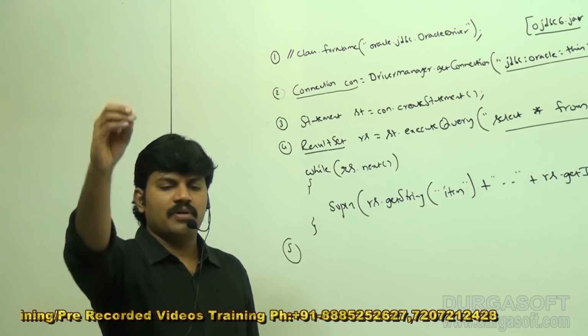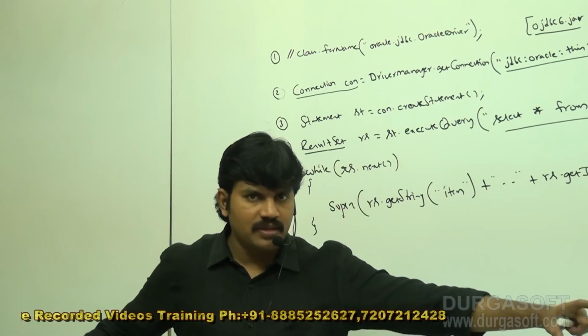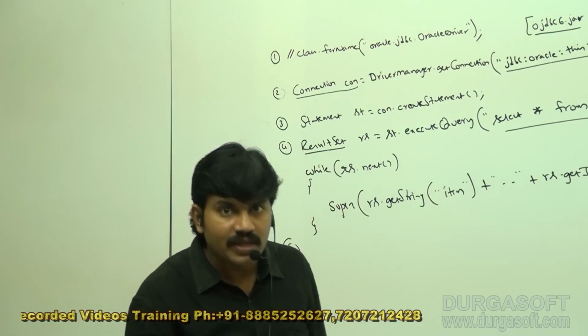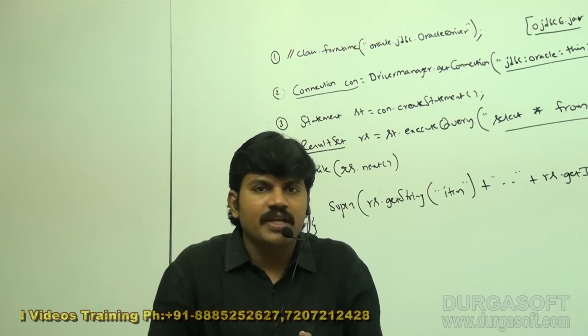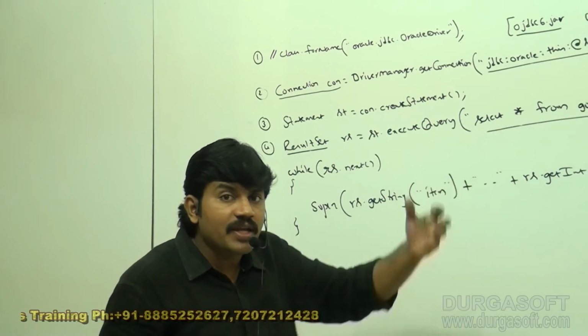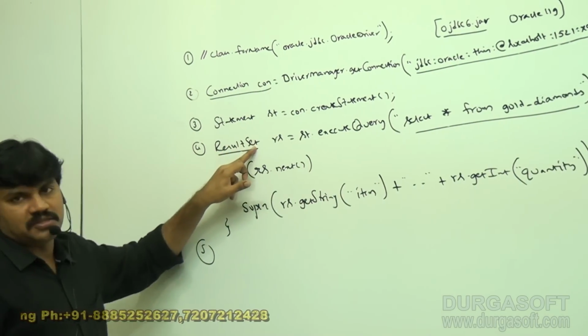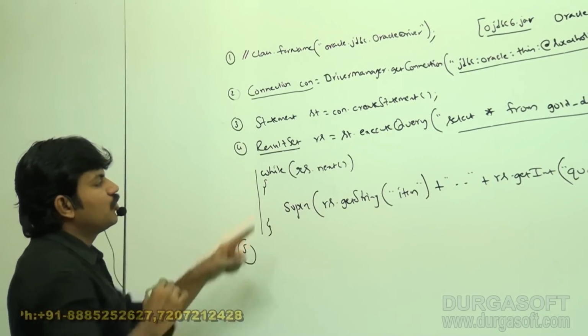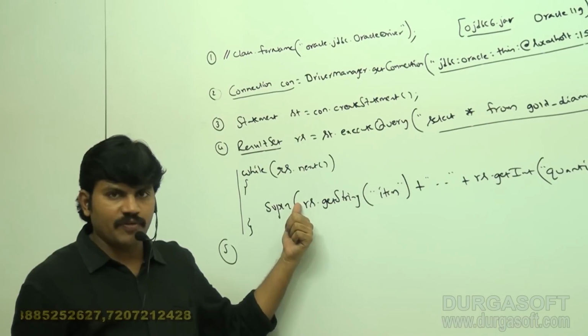First think about driver software. Next think about road, the connection. Next think about vehicle. Vehicle is nothing but what? Statement object. Sir, by using that vehicle, I can send my SQL query to the database. Now that vehicle brings back the corresponding result. Now I got the result. Just process that result. Use that result in your Java application. Is it clear for all of you?